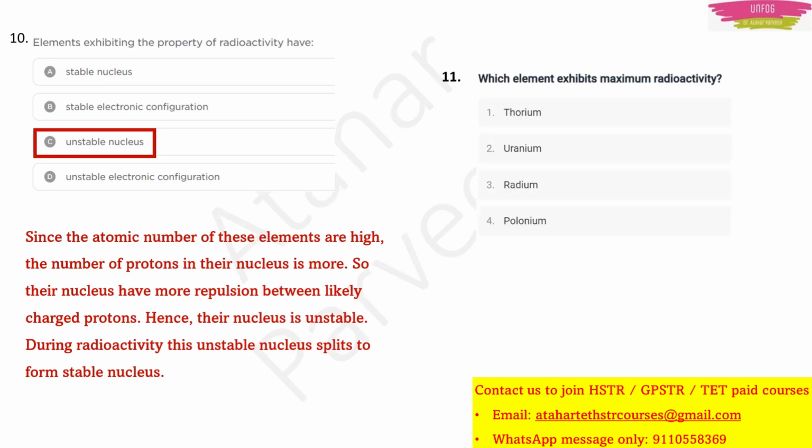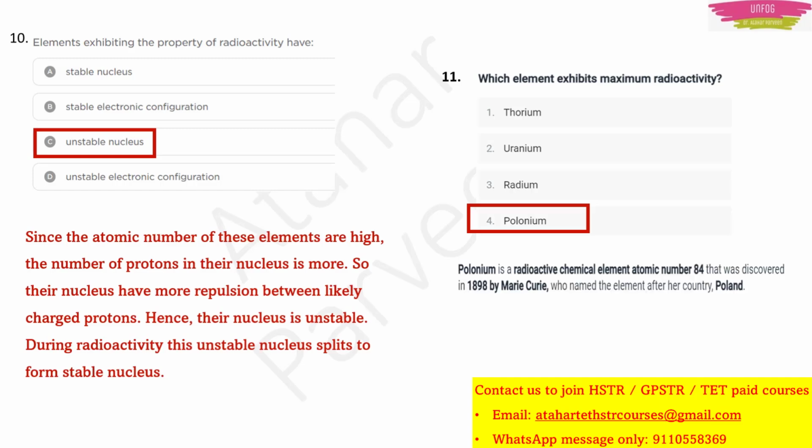Okay, next question. Which element exhibits maximum radioactivity? We know it, right? Polonium. It is a radioactive chemical element with atomic number 84. This was discovered by Madame Marie Curie in 1898, who named the element after her country, Poland. Okay, she was from that country. That's why she named that element polonium.